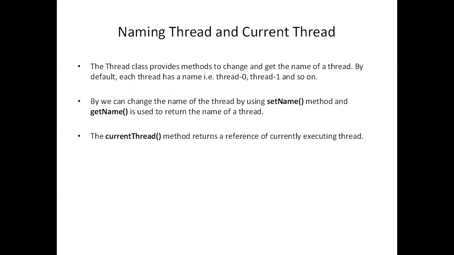Naming thread and current thread. The Thread class provides methods to change and get the name of a thread. By default, each thread has a name: Thread-0, Thread-1, Thread-2, and so on. But we can change the name of a thread by using the setName method, and the getName method is used to return the name of a thread. The currentThread method returns the reference of the currently executing thread.